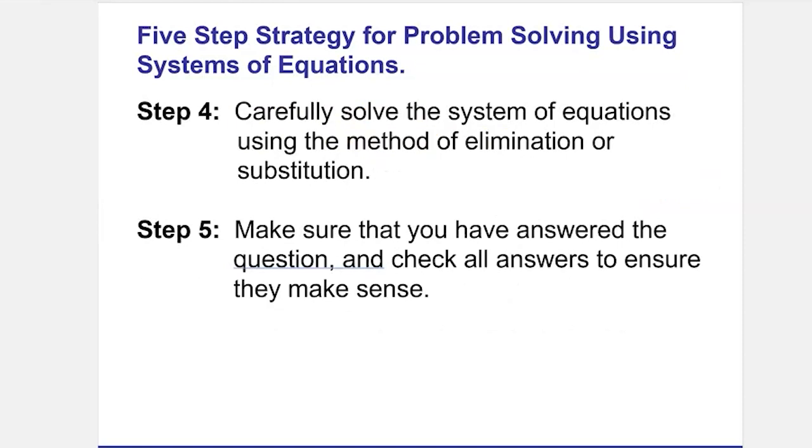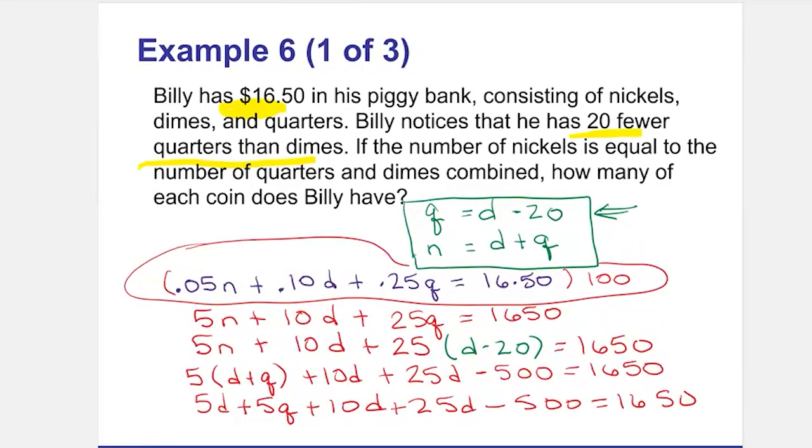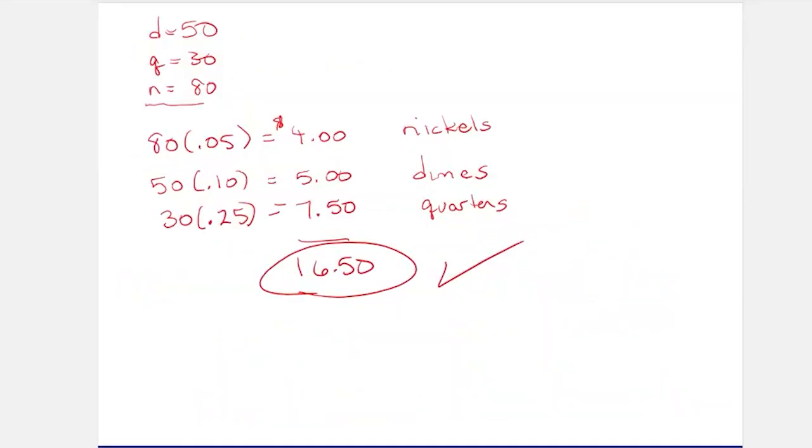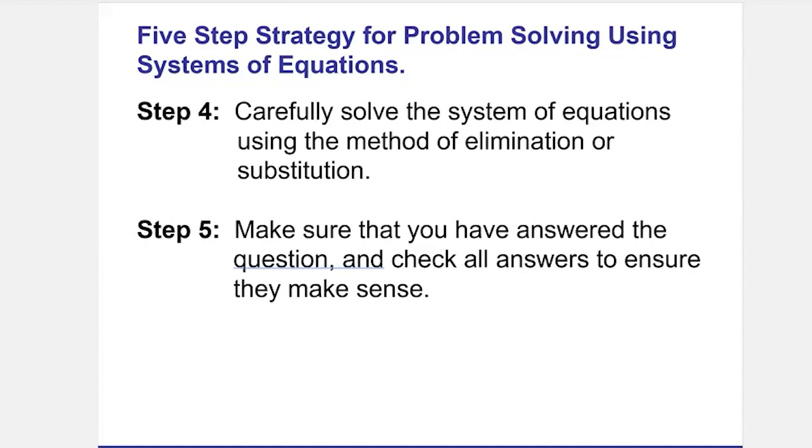Remember I said, as many unknowns as you have, you need that many equations. Then solve the system of equations using elimination or substitution, whichever seems to work best. Then make sure you've answered the questions and check all answers to ensure they make sense. We did check our answers, and the question asks how many of each coin Billy has. Billy had 50 dimes, 30 quarters, and 80 nickels, and we checked that it made sense.